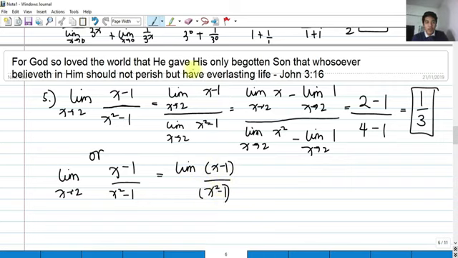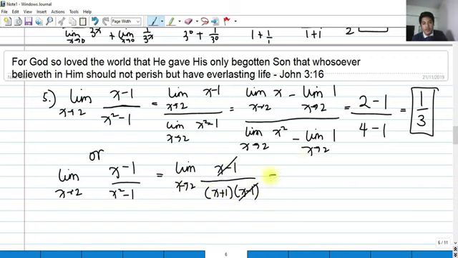Okay, x squared minus 1 can be rewritten as x plus 1 multiplied by x minus 1. Okay, so as x approaches 2, we can see here that x minus 1 will cancel. So we have now the limit of 1 over x plus 1 as x approaches 2.